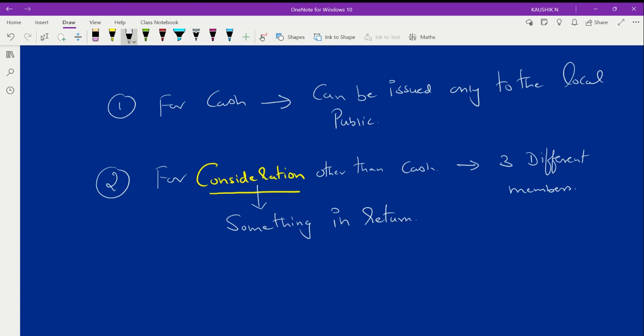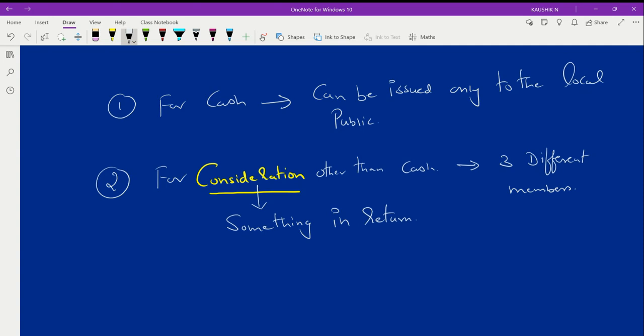Normally, when you buy something from someone, you'll get the product from the person and you'll pay cash for that particular product to the other person. But instead of making the cash payment, you're going to settle it in some other way. That particular concept is what we call consideration other than cash. Okay, so that is the concept.